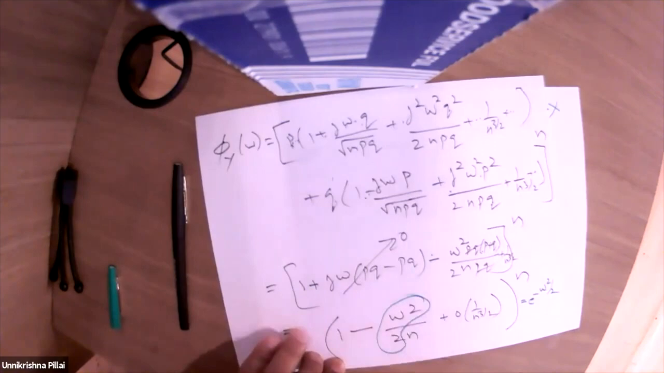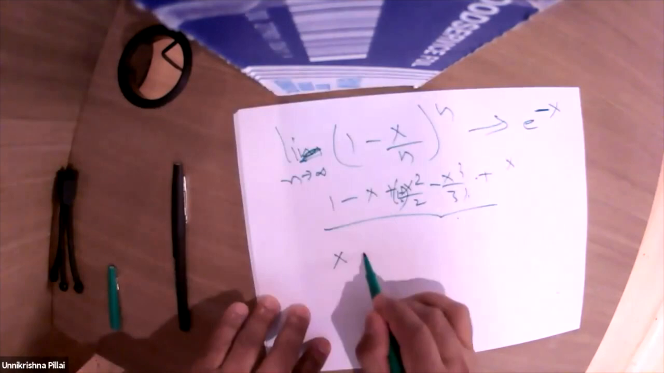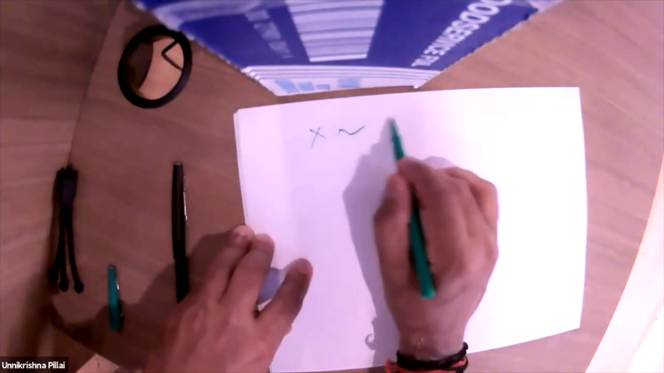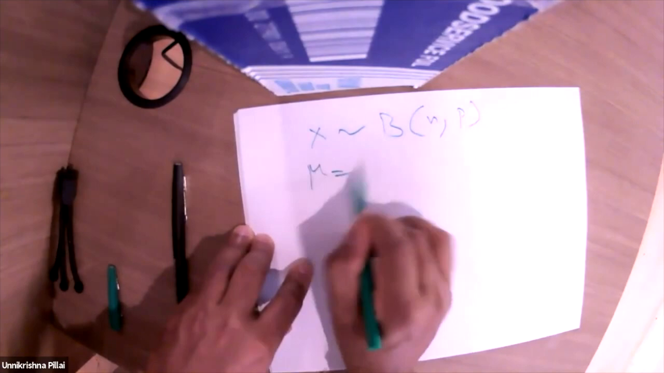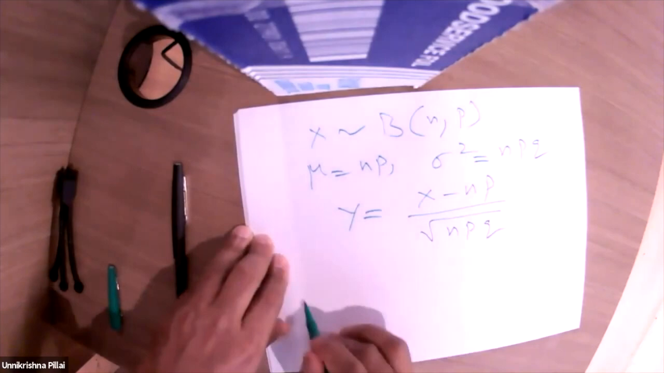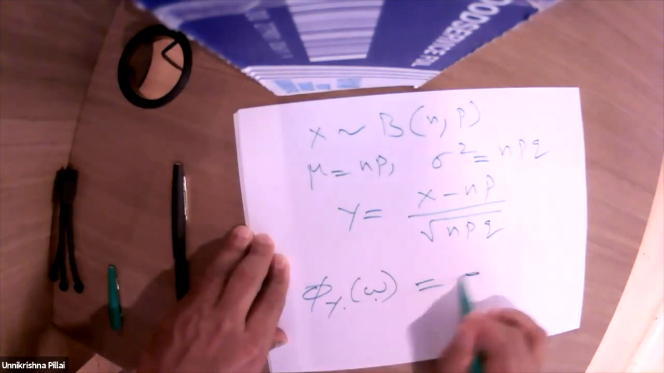So what we have proved is, let's see what we have proved. I have proved that if x is binomial with parameters n and p, so that mu is np, sigma squared is npq, and if I define y to be x minus np over square root of npq, then what we have shown is that y has a characteristic function which is like this.